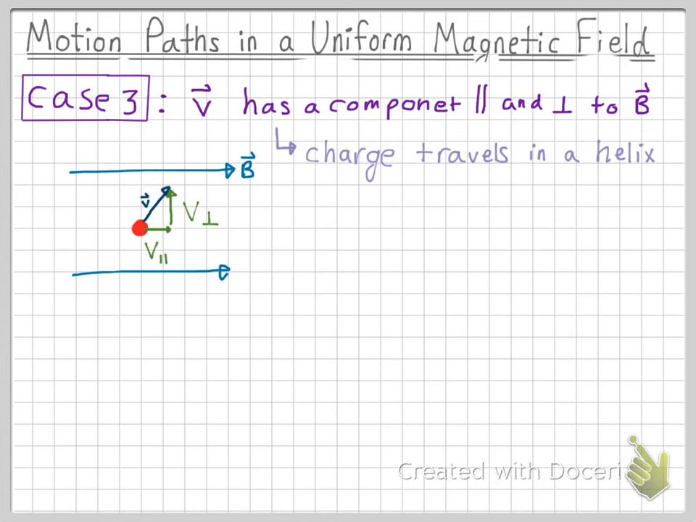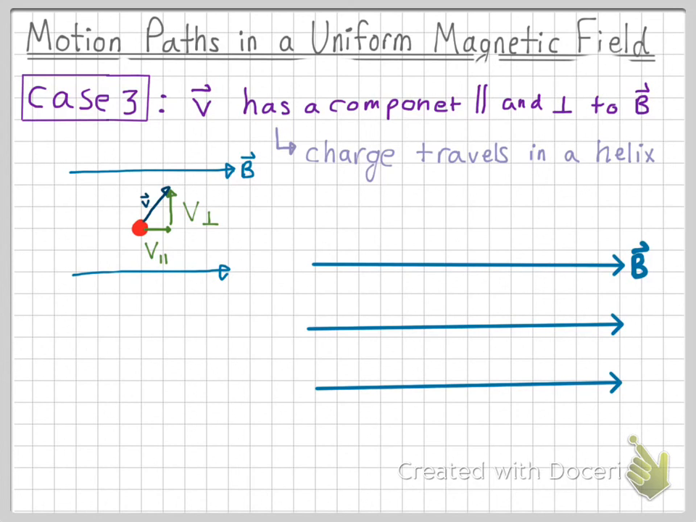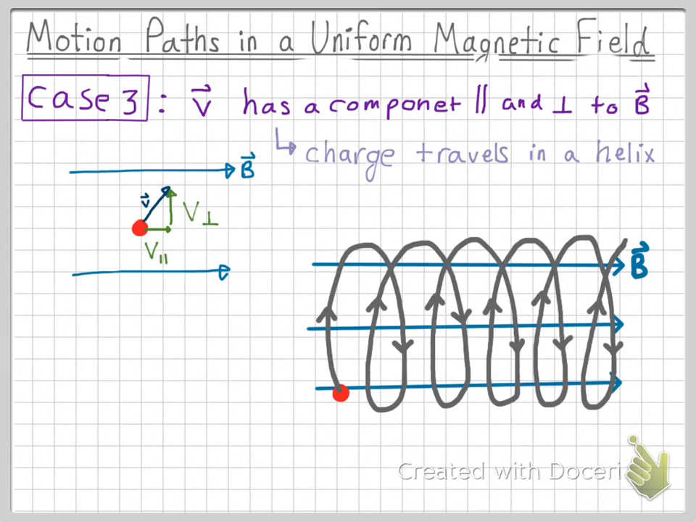When this happens, the charge ends up traveling in a helix, which can be thought of as traveling forward in a circular motion. So an example of a helix is kind of like a stretched out spring. So here's our magnetic field, and the charge would end up traveling in loops around like this in a helix manner.